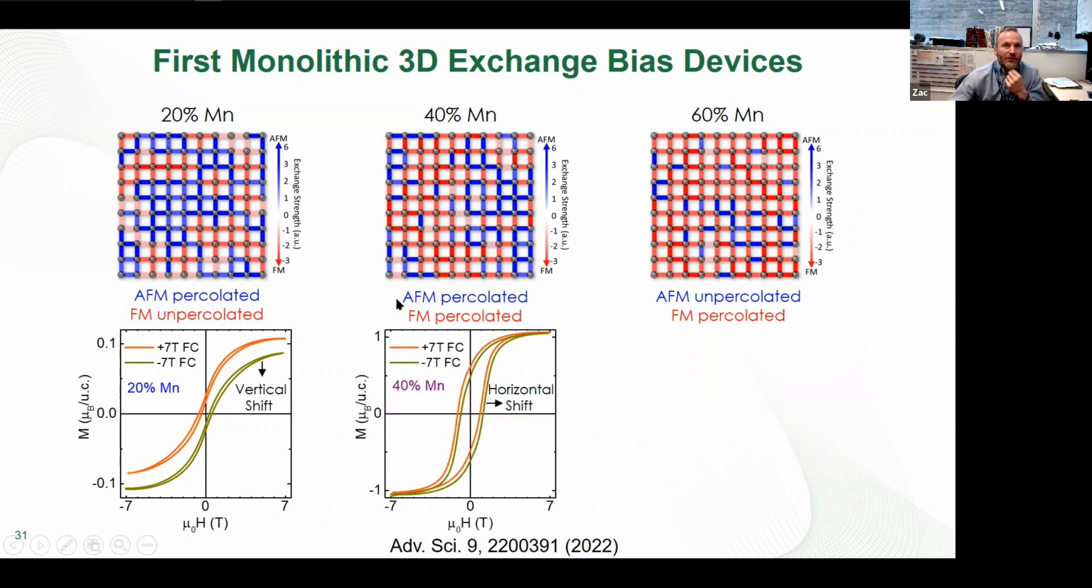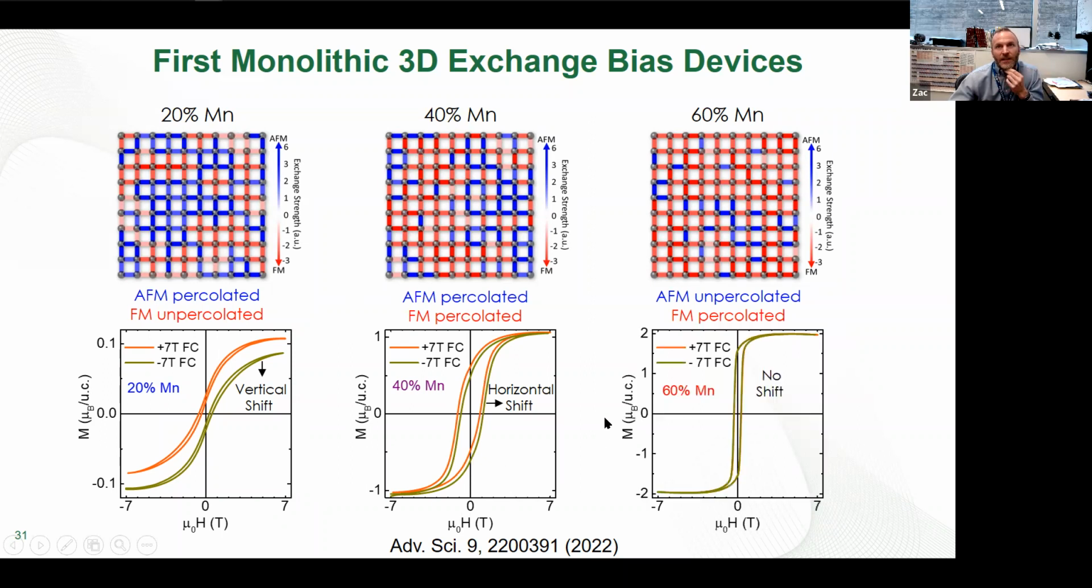Now, if we go to the 40%, where we have antiferromagnetism and ferromagnetism percolated, coexisting with each other, there should still be these little glassy regions at the phase boundaries, but we get something that looks very much like the traditional exchange bias horizontal shift that we see in the moment. And finally, if we go to the 60%, we just get something that looks like a straight up ferromagnet without any of these exchange bias responses.